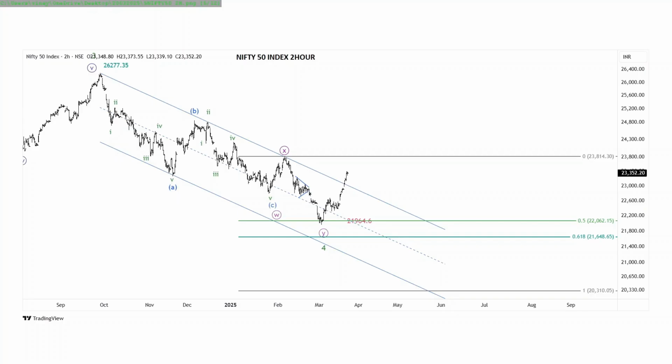Here, it can easily be counted as an impulse wave, and then B wave, and the third wave down, which I have marked as C wave or W wave, is also an impulse wave followed by an X wave. The catch lies in the last wave, which is the Y wave.